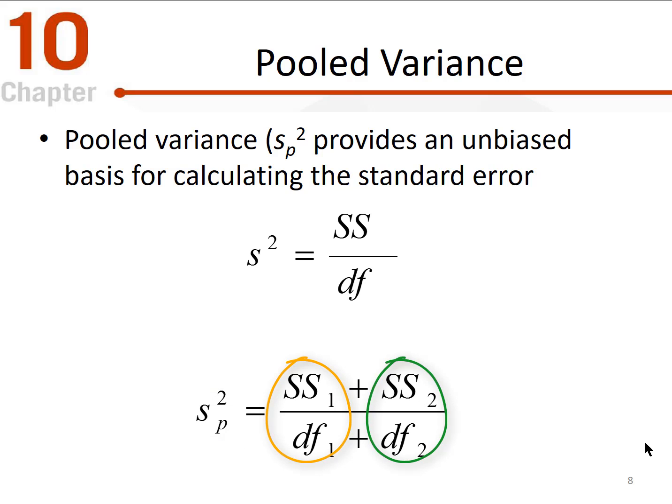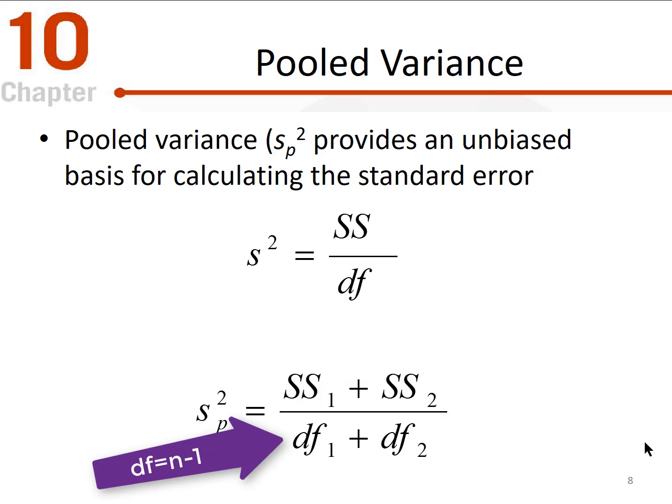Remember that when we calculate the variance, we divide the sum of squares by the degree of freedom. When we pool them together for two samples, we add the sum of squares for both samples and divide them by the degree of freedom for both samples. Remember, degree of freedom is n minus 1. So n here determines the different weight.